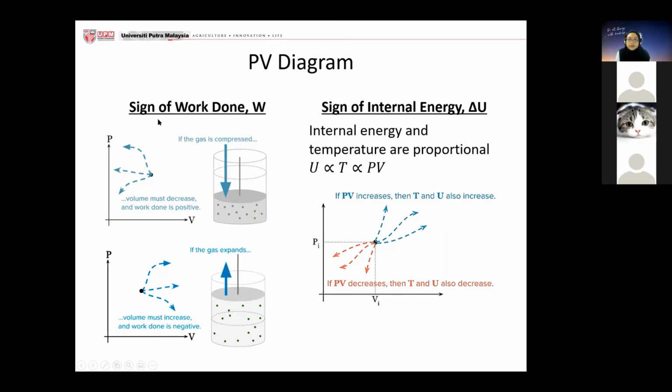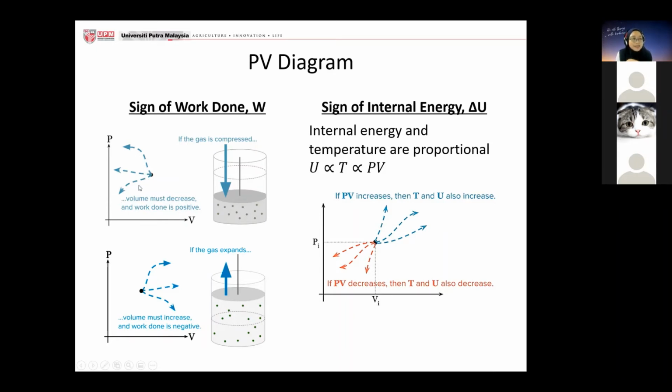So for example, with work, remember just now we talked about work done, work being done, confusing, right? But I have put in this slide here so you can actually visualize. So if gas is compressed, volume decreases and work done is positive. If gas expands, the volume must increase and work done is negative. And you look at where it moves in the PV diagram.